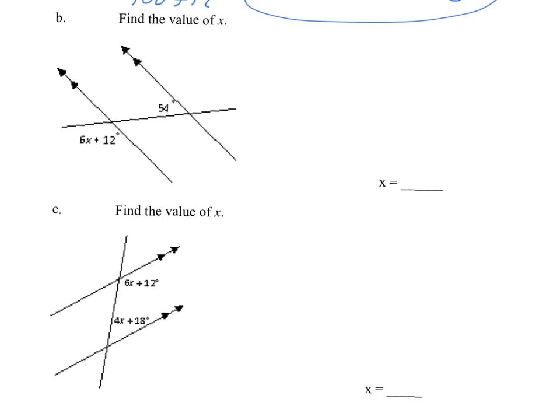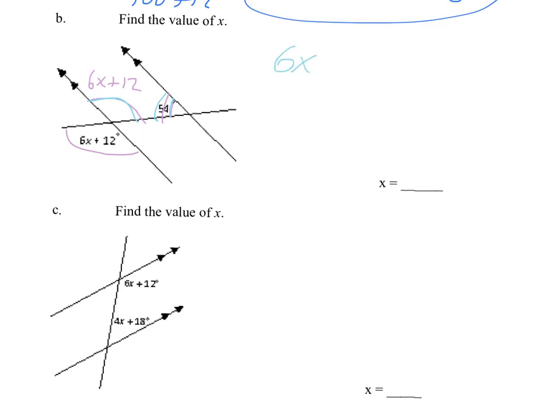Okay, B here. I have parallel lines, so this angle is a vertical angle to this angle. So this angle right here is also 6x plus 12. Notice that these are interior angles. I'll mark it with blue here. This angle and this angle are consecutive interior angles, which means they're supplementary.